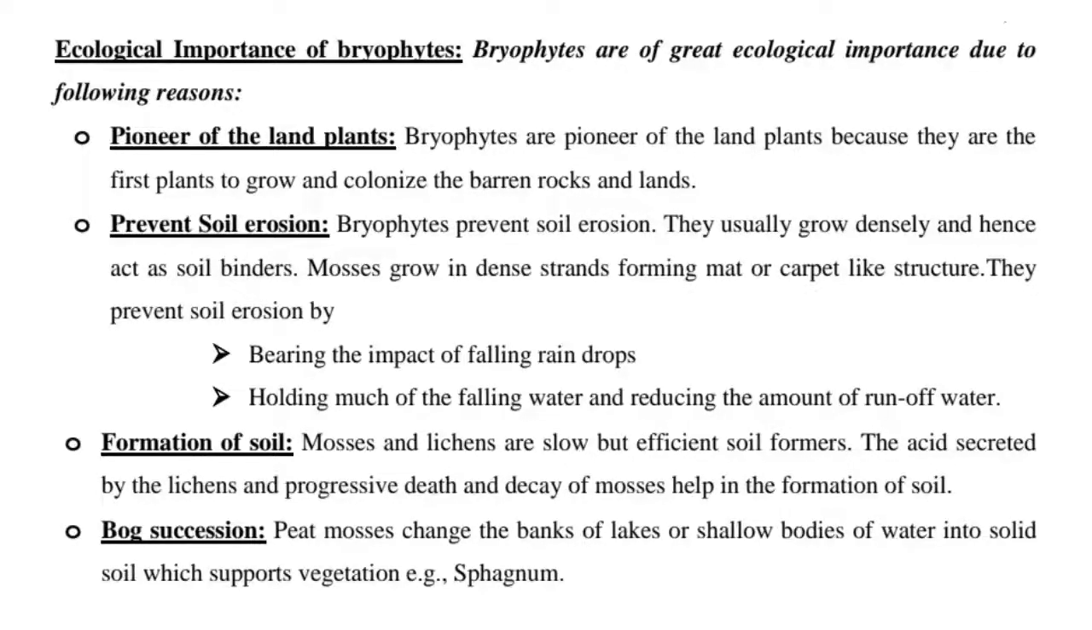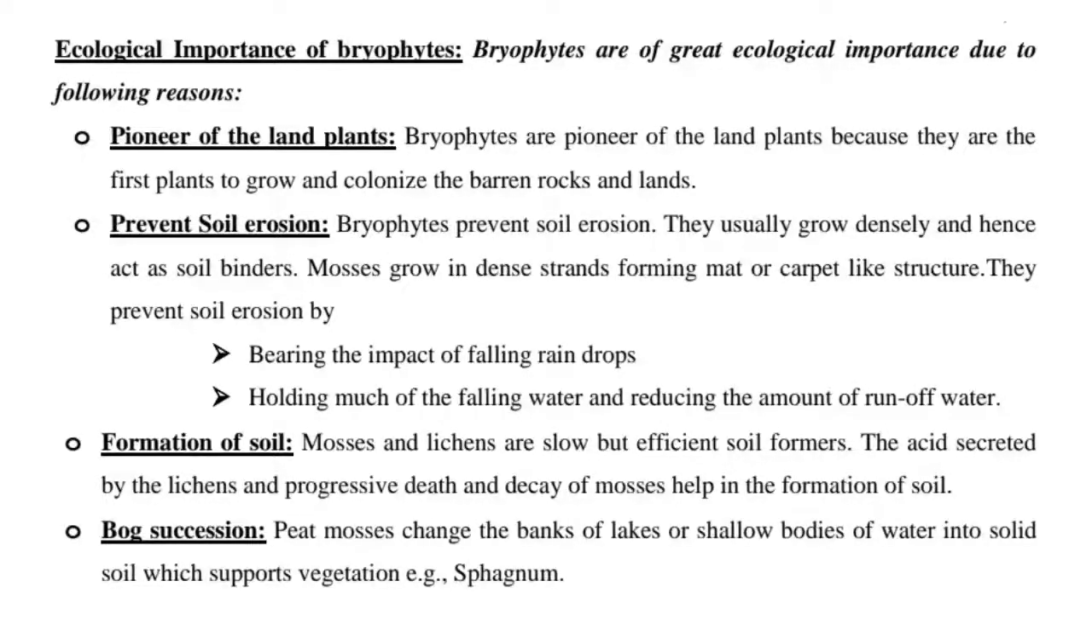Mosses grow in dense strands forming a mat or carpet-like structure. They prevent soil erosion by bearing the impact of falling raindrops, holding much of the falling water and reducing the amount of runoff water. Formation of soil. Mosses and lichens are slow but efficient soil formers. The acid secreted by the lichens and progressive death and decay of mosses help in the formation of soil.